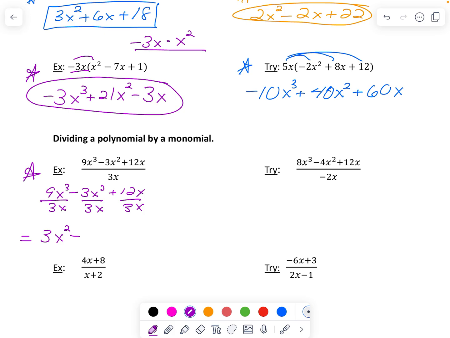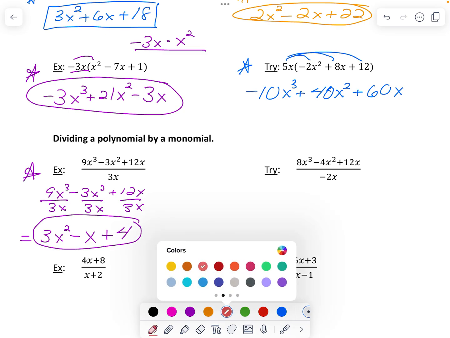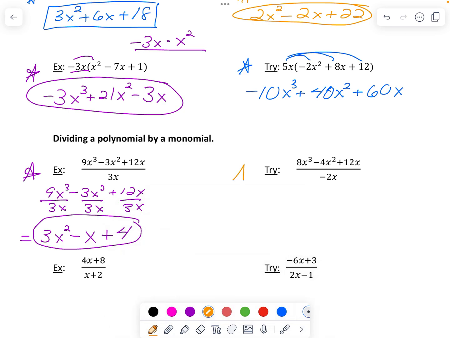For our next term, 3 divided by 3 is 1. X squared divided by x is x. Plus 12 divided by 3 is 4. The x's cancel out. So again, when we multiply and divide, we do see the exponents change. You try this one now. Watch out for that negative sign in the denominator and push play to see it done when you are finished.